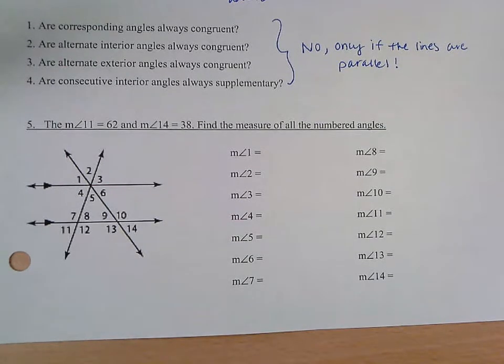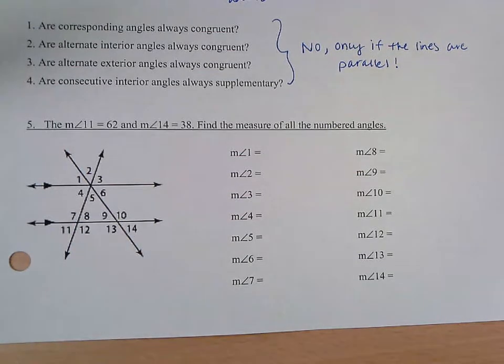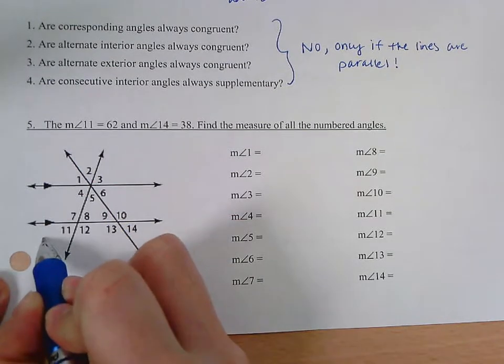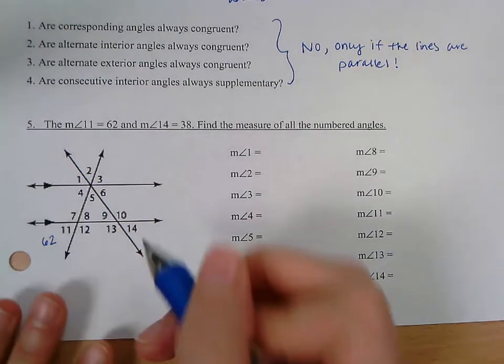Okay, so now we're going to be using the fact that we know certain angles are congruent or supplementary to find missing measures of angles. So if we look at this picture, there are 14 angles that we need to find. Well, actually, we're given 2 of them. So it says in problem 5, the measure of angle 11 is 62. I'm just going to fill that in on my picture. This is 62. And then the measure of angle 14 is 38.